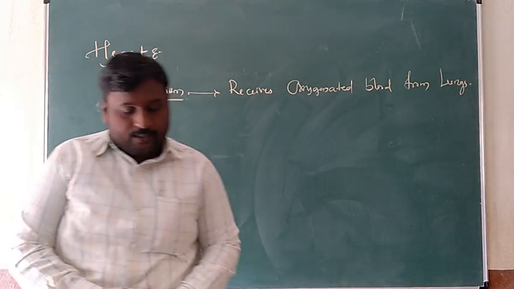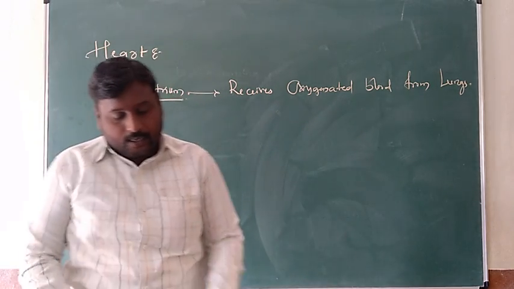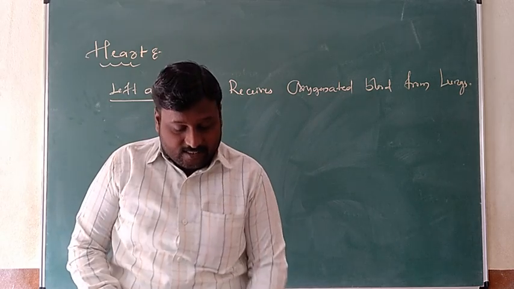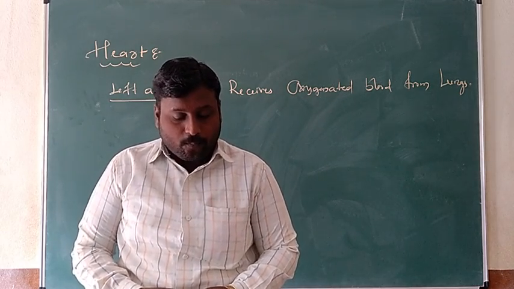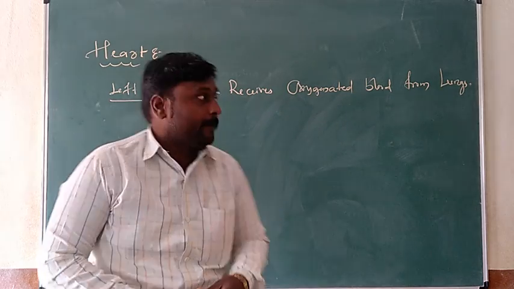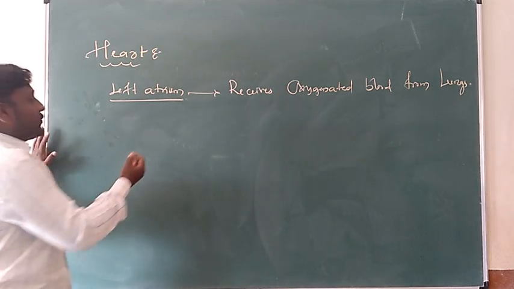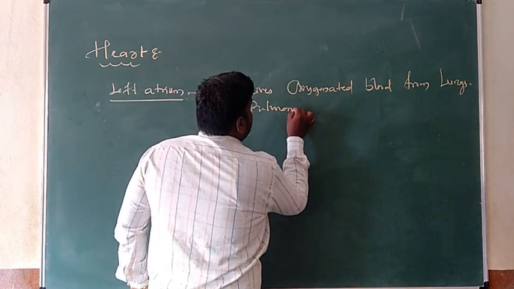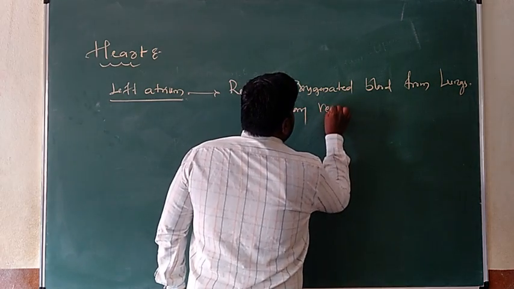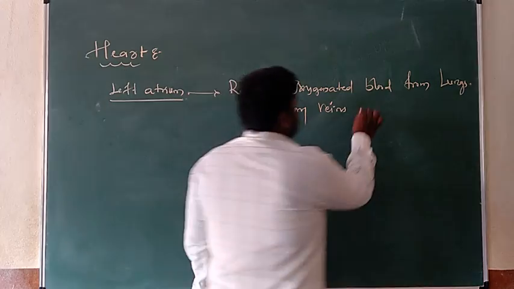Then the pulmonary veins, it means from the lungs through the pulmonary vein. During this collection, the left atrium relaxes. It then contracts while the left ventricle expands, so blood is transferred to it. Yes, it means the blood is then transferred from the lungs through the pulmonary veins. Then it relaxes.